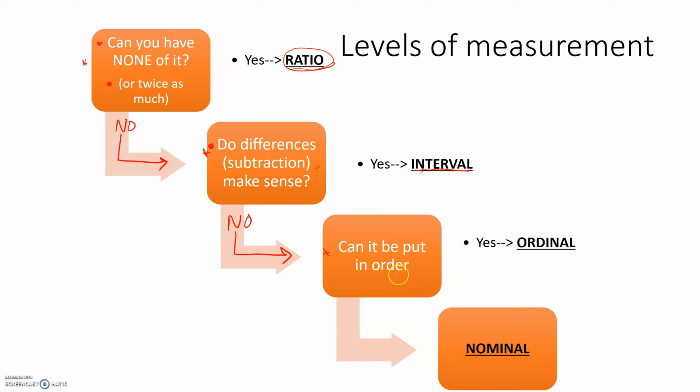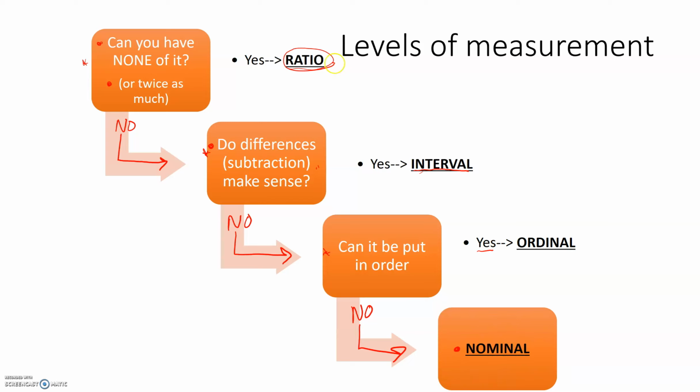Can it be put in order? By being put in order, we do not include alphabetical order or colors of the rainbow type order. It has to be in some type of logical, mathematical type order, okay? So if the answer is yes, then you would have ordinal data. If your answer is no, then you would default down here to nominal data. So nominal is kind of the category for everything else.